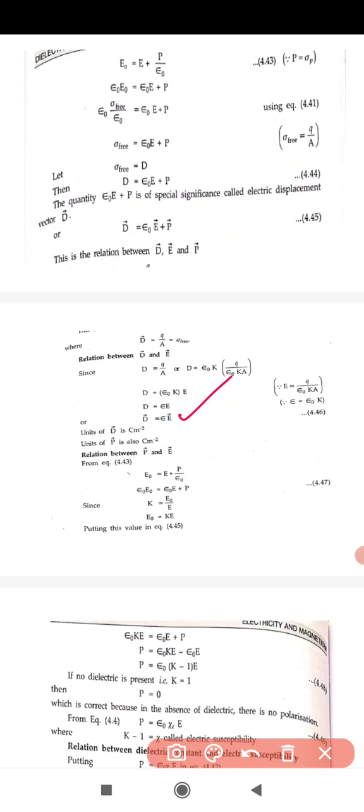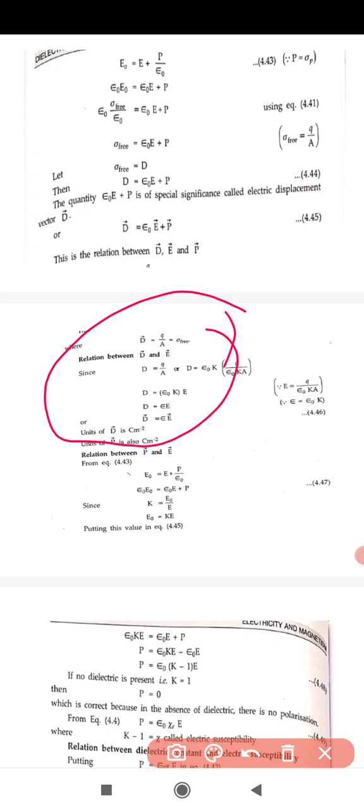D is in the unit of coulomb per meter square, and the unit of polarization is also coulomb per meter square. This is the relationship between D and E. In case a 2 marks question is asked, you write these terms, that's all.